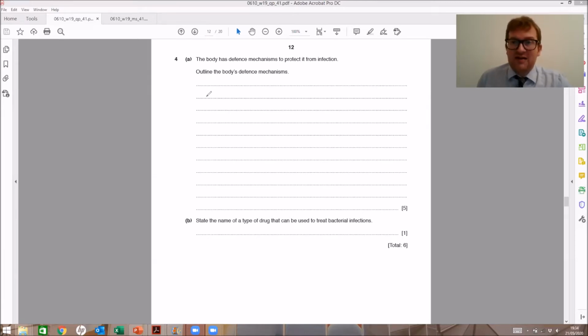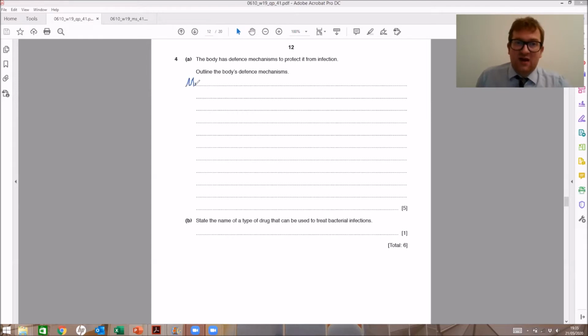So we have a variety of ones here because it says outline and it's not being specific to anything particularly. You have quite a broad answer choice here. But the most marks come from listing all of them and being able to make them in the correct context. So let's start with the first one, the outside of the body.